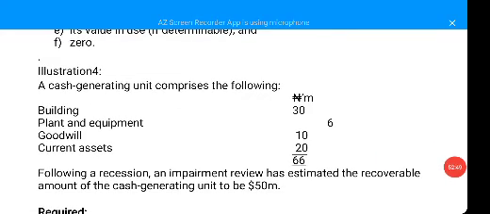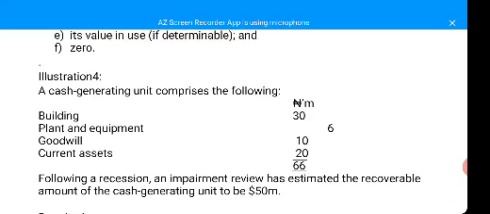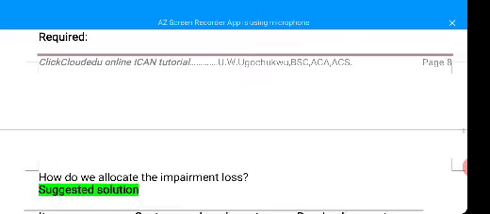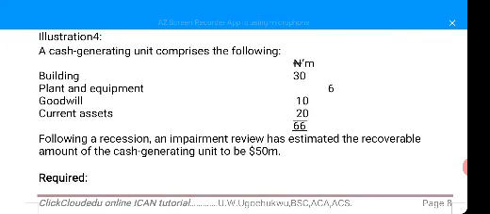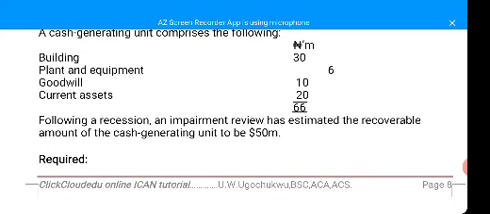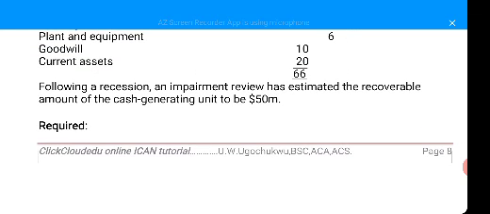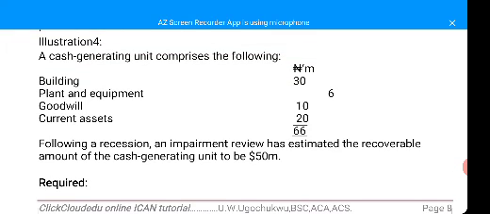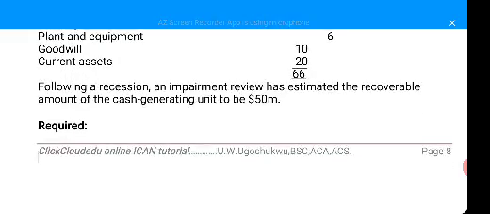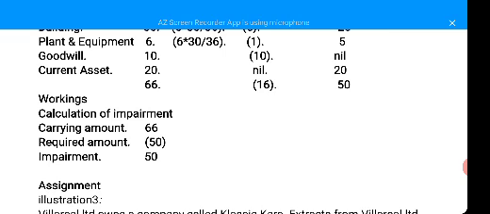So let's look at illustration four. Now this is the CGU. A cash generating unit comprises the following. We have building 30, plant and machinery 6, goodwill 10, and current assets 20. Following a recession, an impairment review has estimated that the recoverable amount of the CGU is 50 million naira. Meanwhile, the carrying amount is 66 million. So there is an impairment of 16 million, which is the difference between the carrying amount and the recoverable amount.